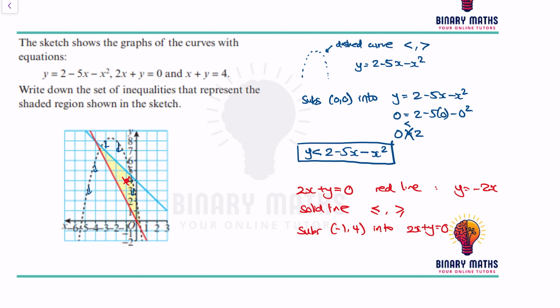So what you end up getting is 2 times minus 1 plus 4 is equal to 0. Obviously, it's not going to be equal to 0, but let's just work out what it is. Minus 2 plus 4, 2 is equal to 0. It's obviously not equal to 0. It's greater than or equal to, remember, because this solid line must be greater than or equal to 0. So which implies that our equation must be 2x plus y is greater than or equal to 0. So that's the red one.